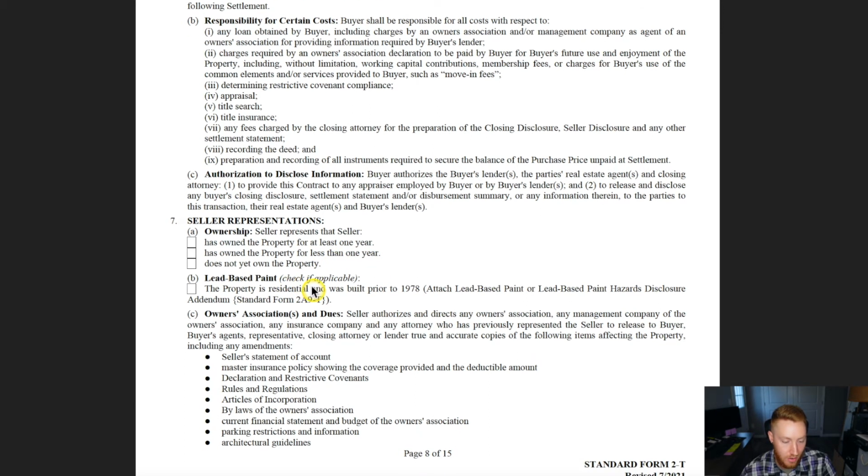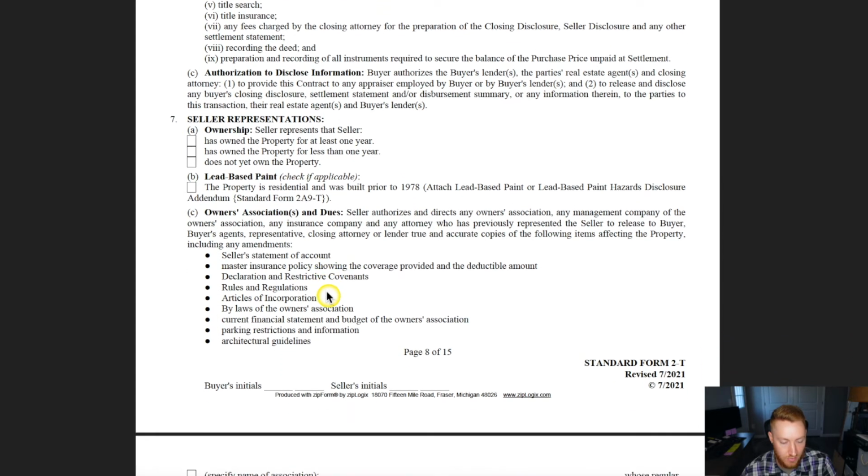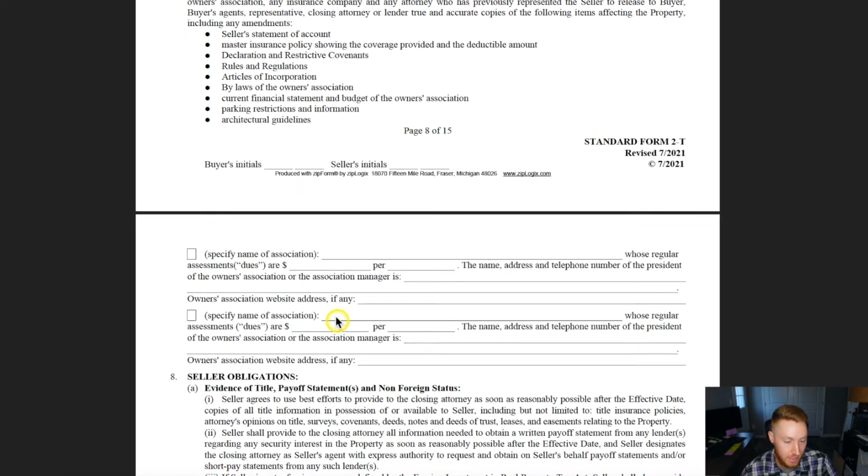If the property is built prior to 1978, this box will be checked and there will be a lead-based paint or hazard disclosure addendum to review. Owners association and dues will be checked here if the property has a homeowners association, and if so, the dues will be listed here, as well as the name, the association, and website if applicable.